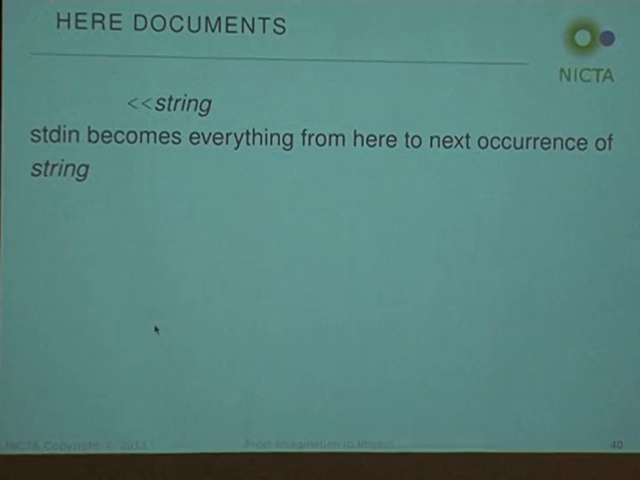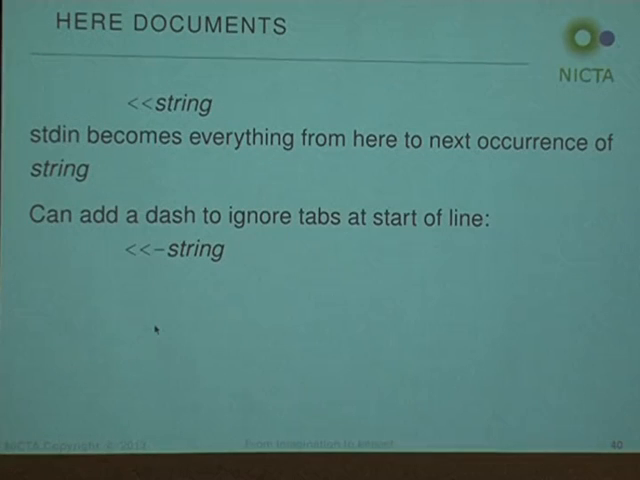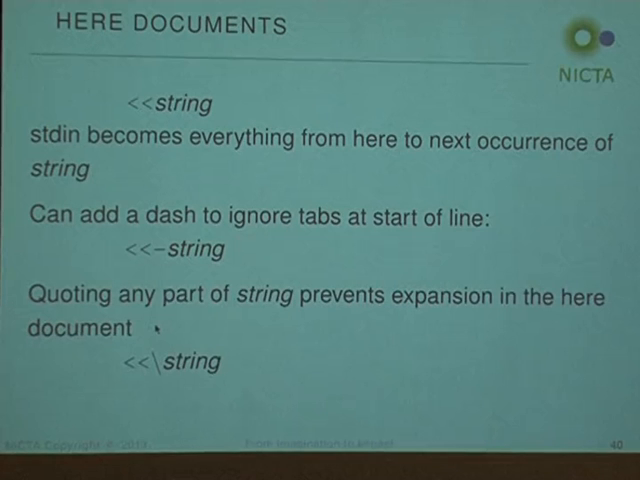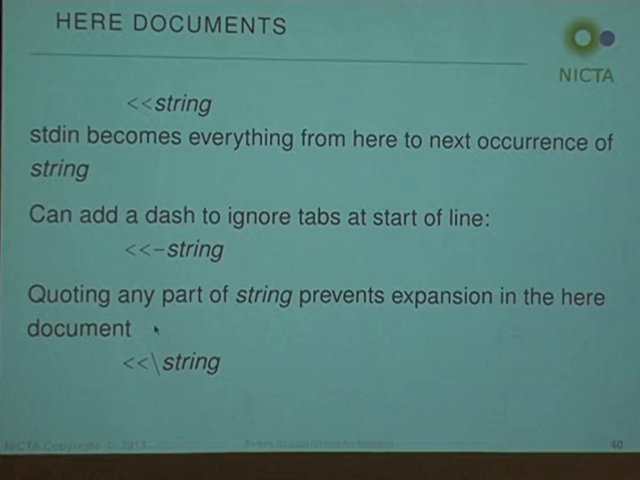So I've told you this. You can add a dash to ignore tabs. The other thing is if you quote any part of that string by any of the quoting mechanisms we've talked about, then the whole of the block is quoted, with the exception of stripping off those first tabs. And at that point, you can put dollars in there. It's also slightly quicker. If you don't have any command substitutions in there, then the shell doesn't have to read it and do all this parsing.